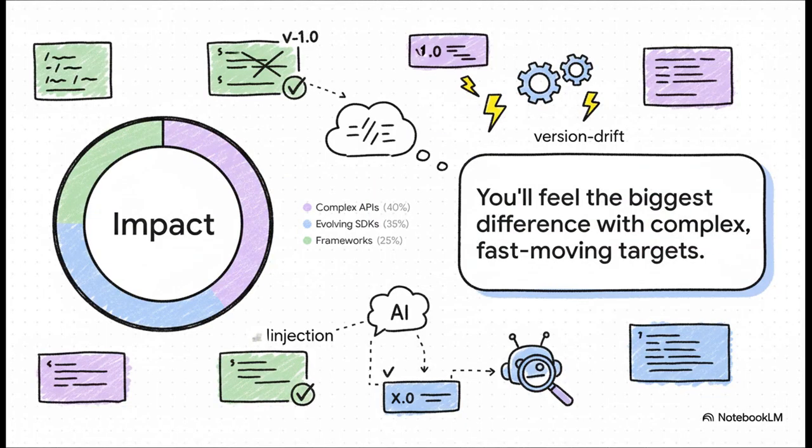So where are you really going to feel this? Where does it make the biggest dent? Well, as you can see here, the impact is huge with these complex, fast-moving targets. We're talking complex APIs, SDKs that are always evolving, and major frameworks. And of course, these are the exact areas where version drift causes the most pain.